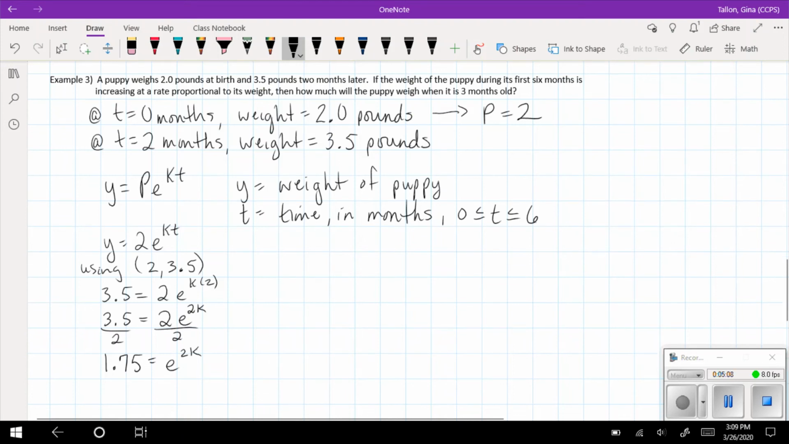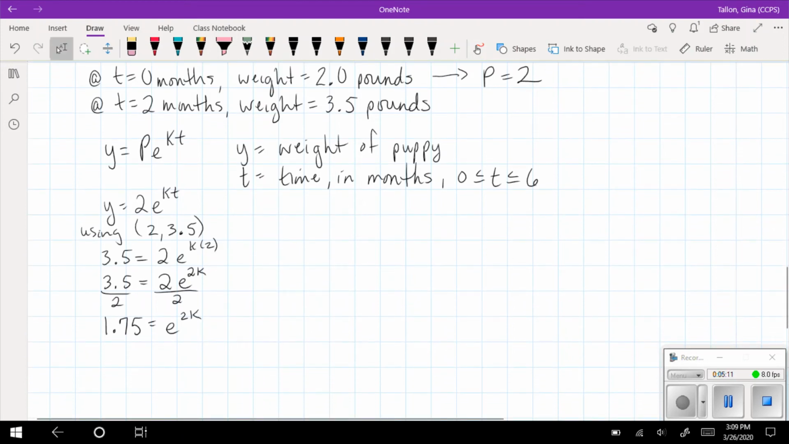This is going to give me the natural log of my power, which is 1.75, is equal to my exponent, which is 2k, because a logarithm is an exponent. Let's not forget that. And the base e that was over there is still here. I don't have to write it because it's understood to be an e if I don't write a base there.